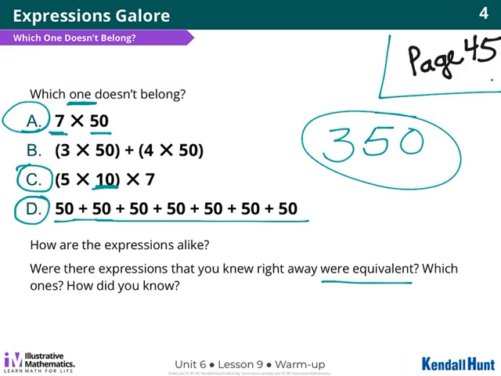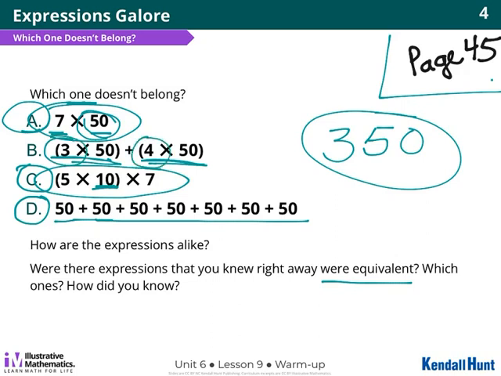Okay, Kate? I knew 5 times 10 times 7 was equal to 7 times 50 because 5 times 10 equals 50 times 7 would equal 7. So you noticed that 5 times 10 right there, didn't you, is 50. Yeah, so they would have to be equivalent. Delaney? I found out that 7 times 50 was equal to 3 times 50 plus 4 times 50 because 3 plus 4 is 7. Oh, yeah, the 3 plus 4 is 7.